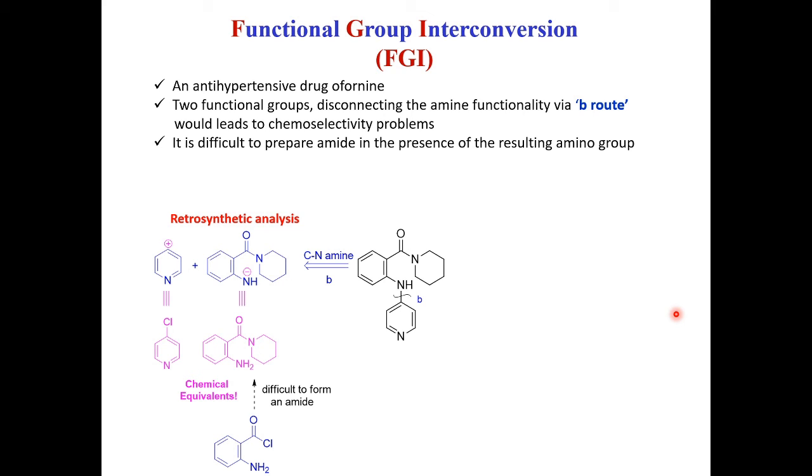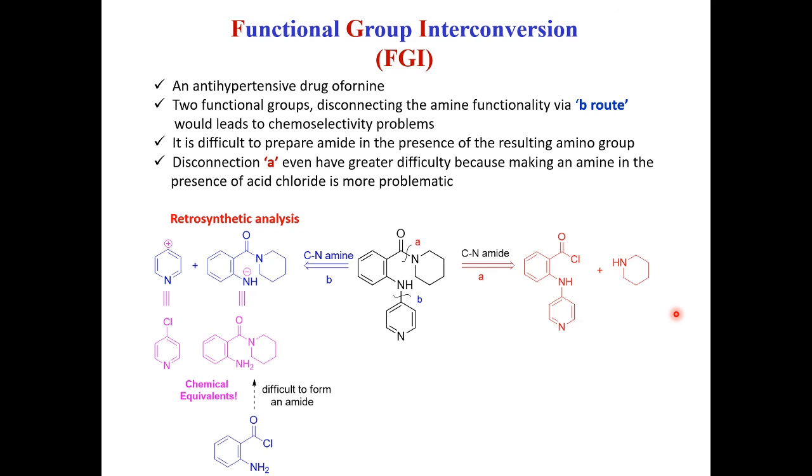So then we will go for another cleavage, that is the A cleavage. When you cleave this C-N amide bond, you will get these reagents. I have already written reagents rather than their synthons. So let's consider this molecule. Even these disconnections have greater difficulty in making this amino functionality in the presence of this acid chloride. That means it will create a problem.